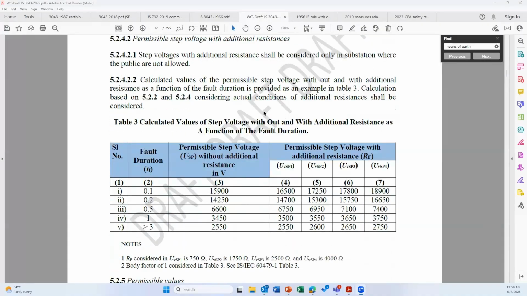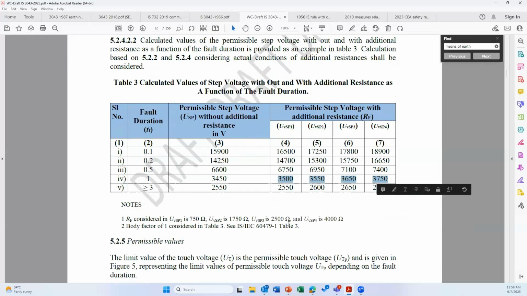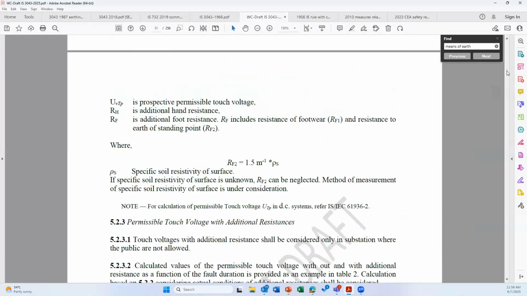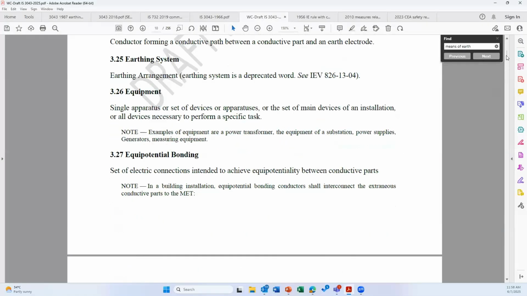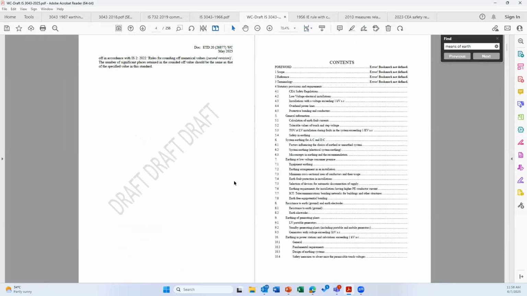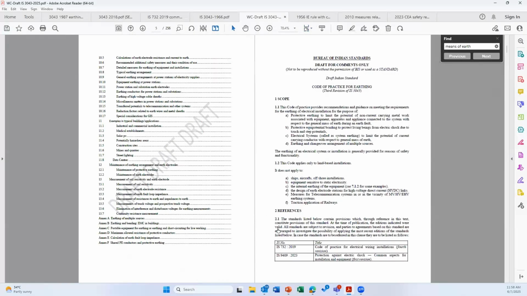Now, the step potentials are also given. Say, for example, the step potential in case of 1 second is 3450, and with additional shoes and additional gloves, you can achieve much higher potentials. This information is given in the particular table. So chapter 10 has a very important table. I request you, please go through the table. You will have a lot of information in this particular table.